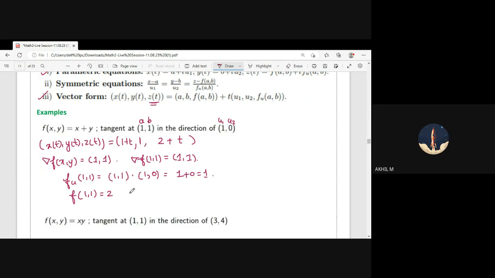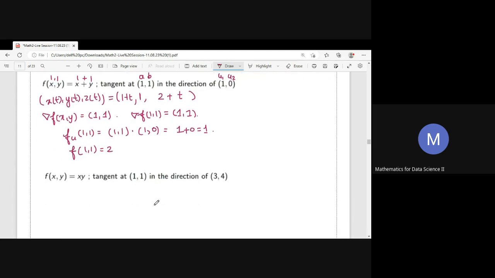Ma'am, how did f of 1 comma 1 become 2? See, what is f of 1 comma 1? 1 plus 1. Oh, okay. So f_u of 1 comma 1 was for 1 point, right? Yeah. Okay, got it.